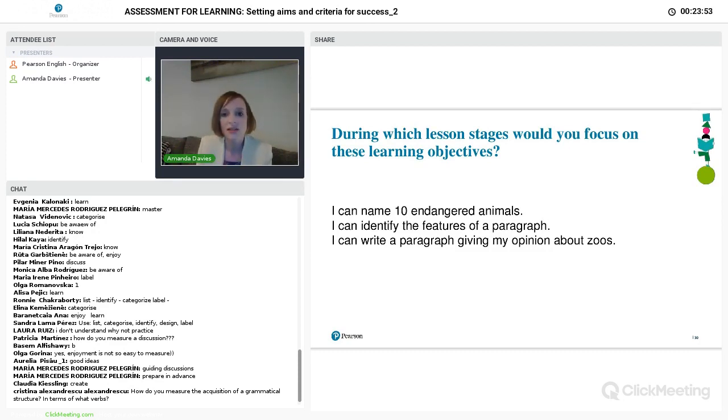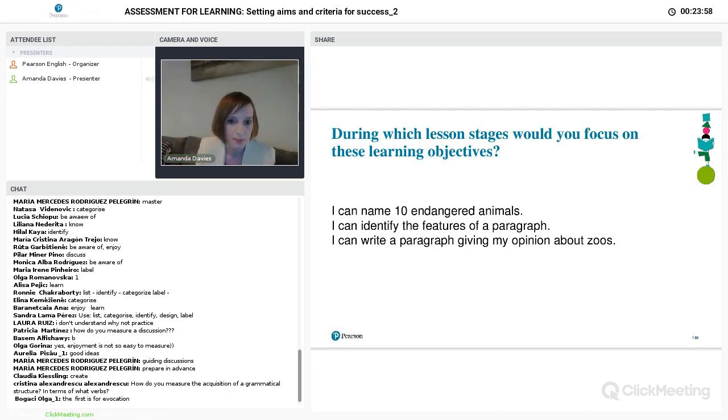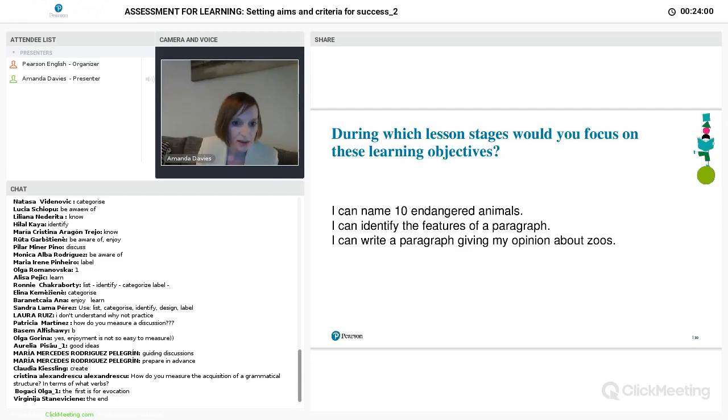So when during a lesson would you focus on these learning objectives? Let me know in the chat box. Christina, I'll come back to your question in a moment.